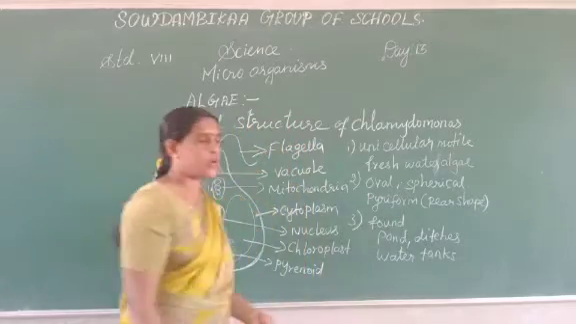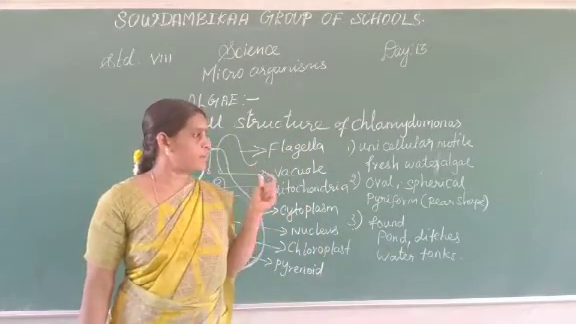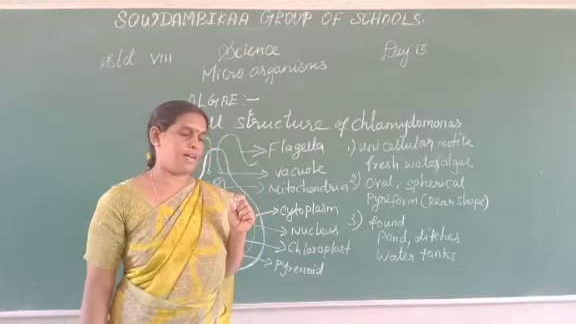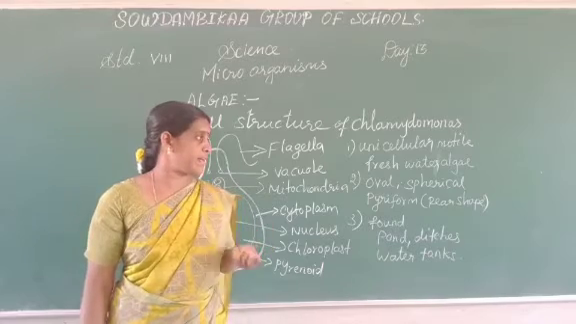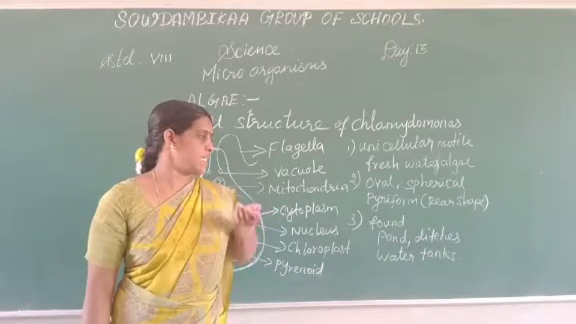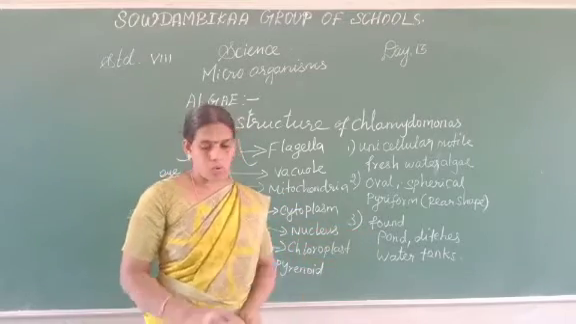What is the first point? Chlamydomonas is a simple unicellular motile freshwater alga. This is the second point. The shape is oval, spiral and pyriform. That is the third. Where is it found? Pond, ditches and water tanks.